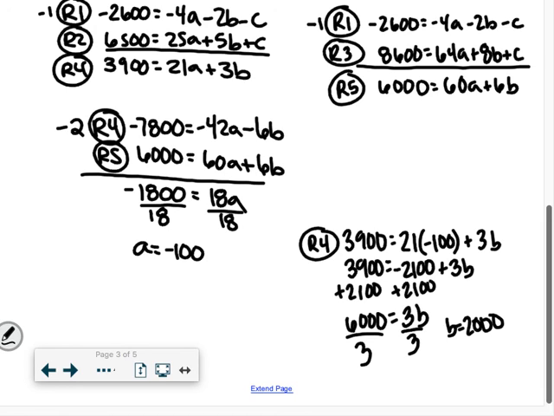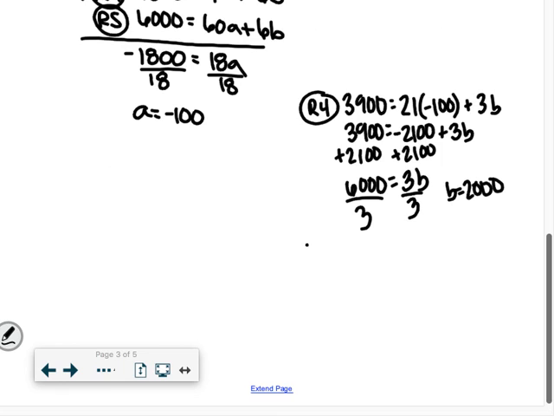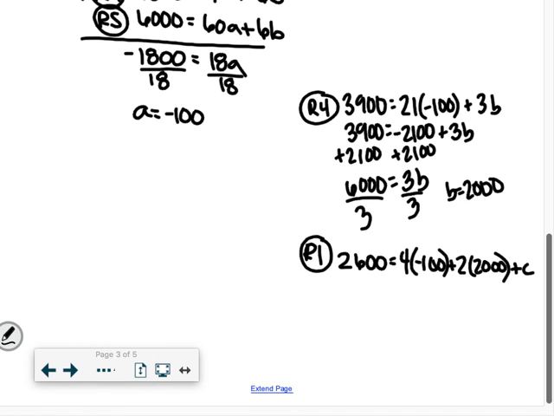Yeah, some big numbers. Almost done. Let's plug into row 1. Did you have a question, Susan? Oh, no. So after that, I'm going to plug into row 1. Can you guys read me what row 1 is? 26,000 plus 2,600 equals 4a plus 2b, 4 times a, which is negative 100, plus 2 times b, which is 2,000, plus c.